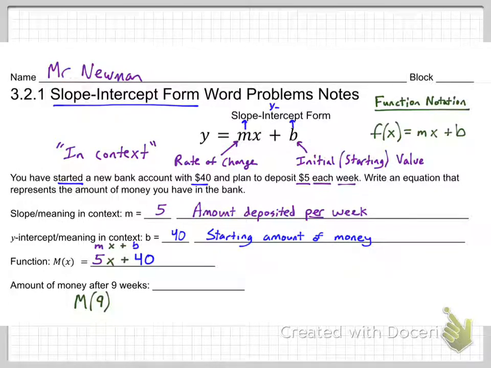So this is a way of writing the output. To calculate that, we plug it into the function. So 5 times x plus 40, but instead of x, I'm going to put 9. You can type that in a calculator or figure that out, and you'll get 85. So that means $85 will be in there after 9 weeks.